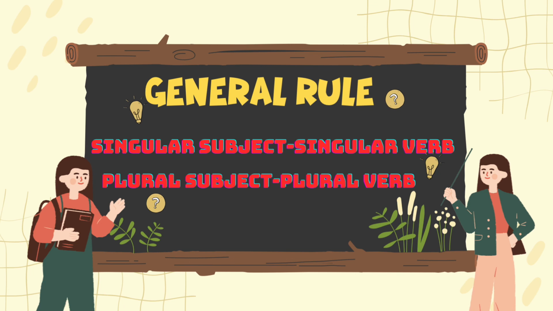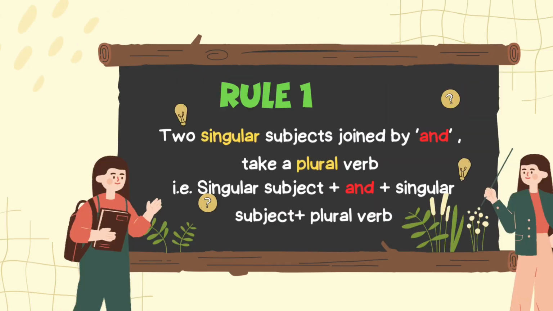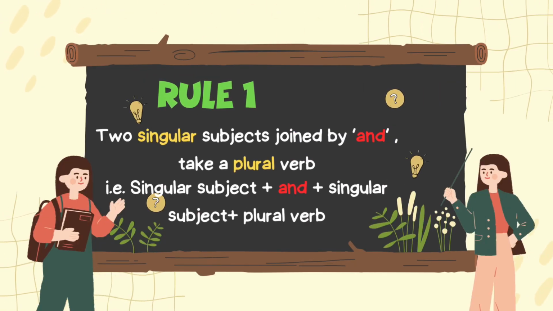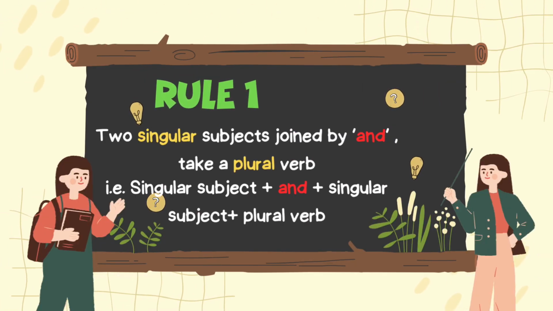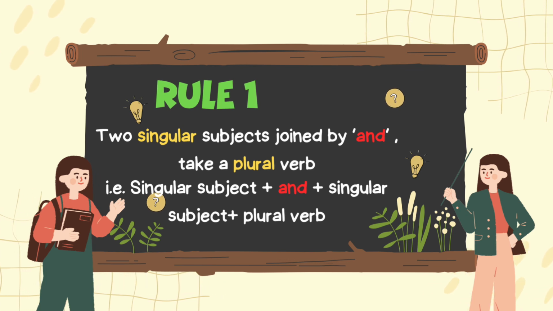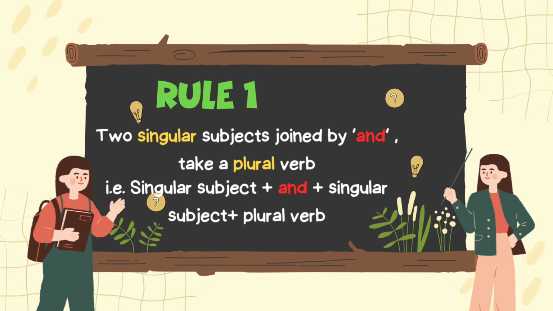So as I told you, there are certain rules that govern subject-verb agreement. As a sentence grows from a simple sentence to a complex or a compound sentence, there are many rules that come into picture. So let's get started. The first rule says, when a sentence has two singular subjects and those subjects are joined by the word and, it takes a plural verb. That is, a singular subject and a singular subject will have a plural verb.